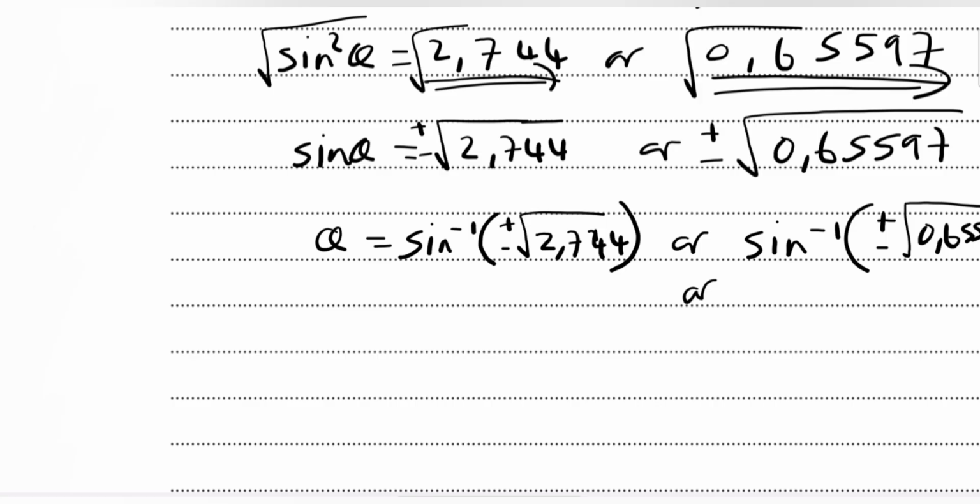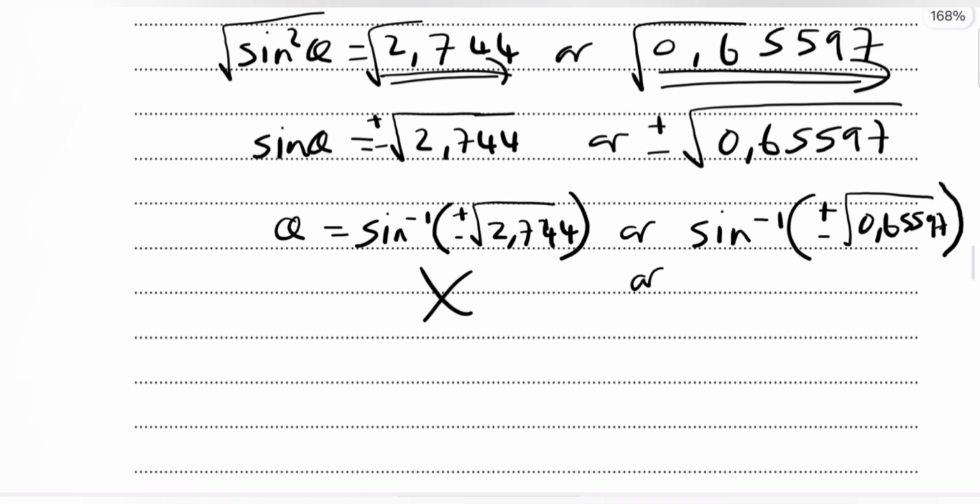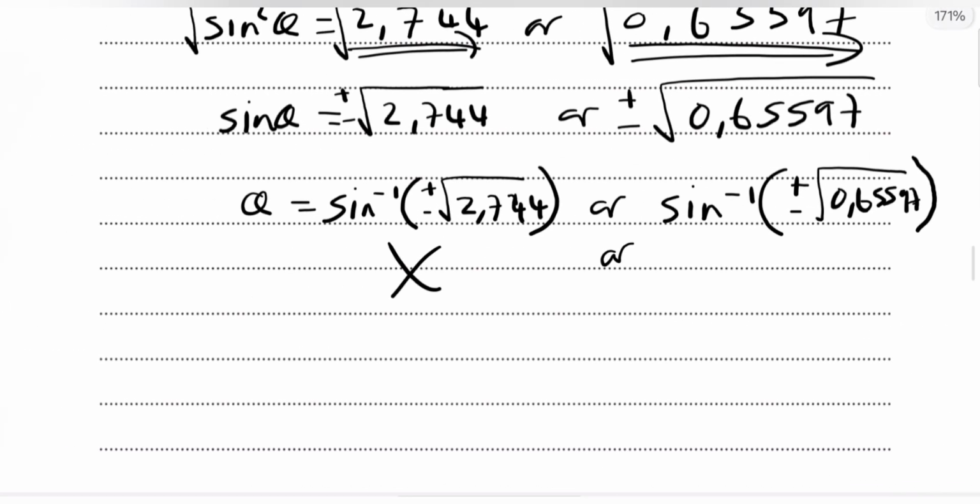So let's just punch these and see what we get, right? Arcsine root of 2.744. So this is giving us an error. Let's try the other one. So we're just going to ignore this negative and use the positive one. So that will be arcsine root of 0.65597.